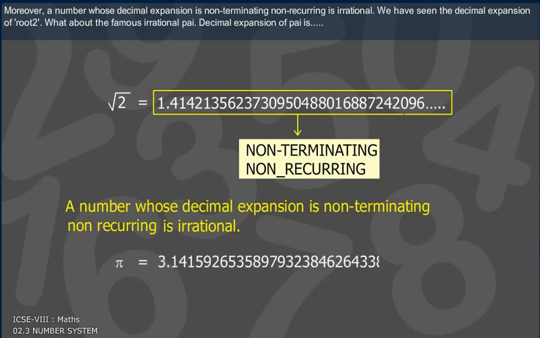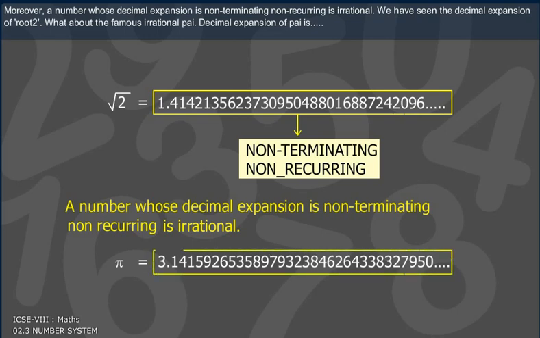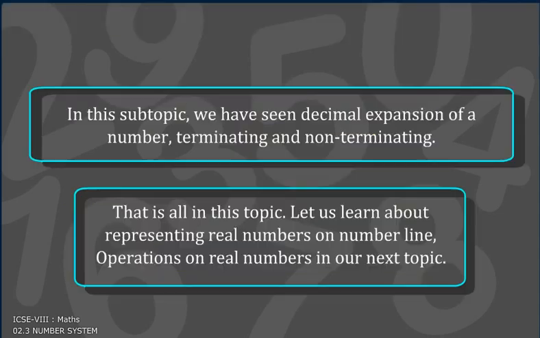We have seen the decimal expansion of root 2. What about the famous irrational number pi? The decimal expansion of pi is... That is all in this topic. Let us learn about representing real numbers on the number line and operations on real numbers in our next topic.